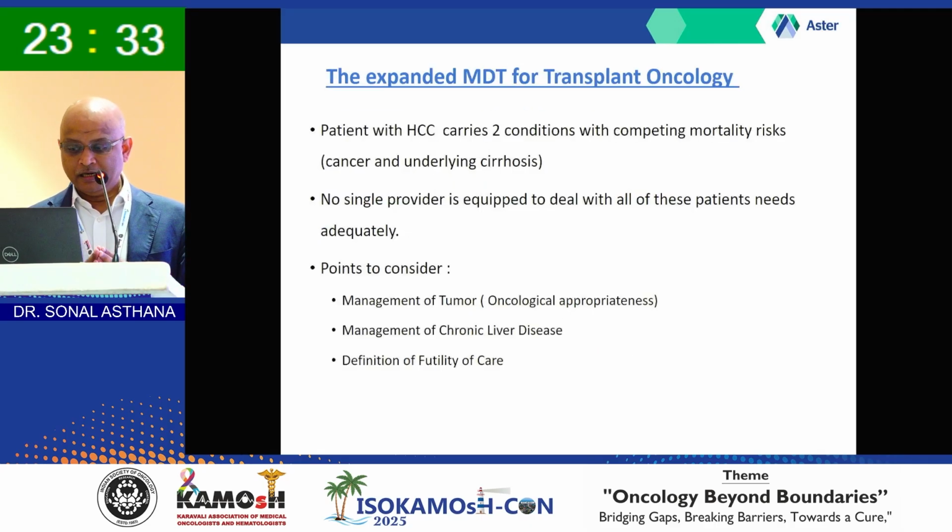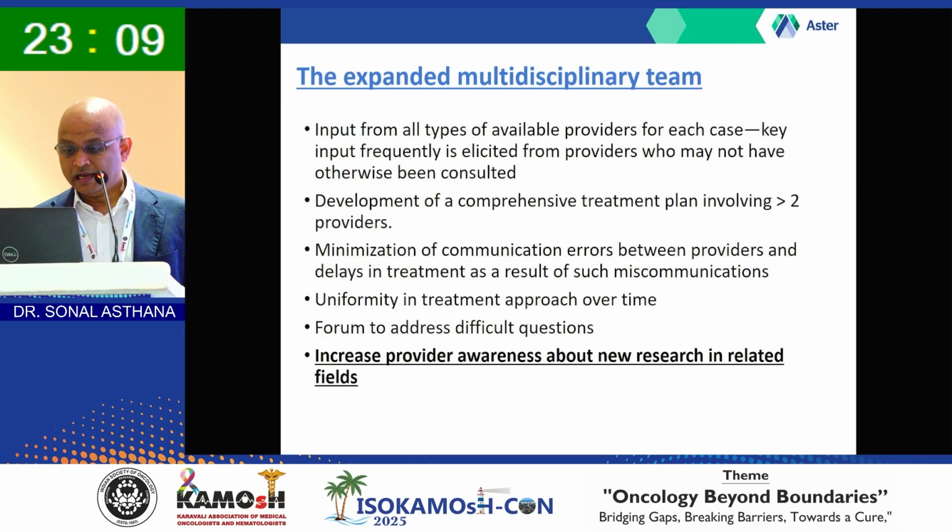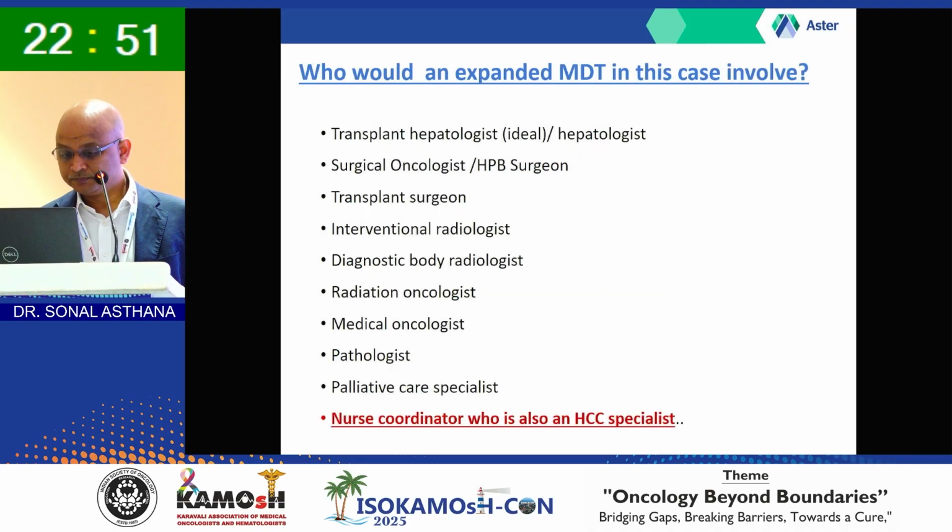So what does an expanded MDT for a transplant oncology patient look like? Of course, you're looking at two competing problems, each with a mortality risk. So no single provider can have the answer for all these questions. We have to think about the management of the tumor, the management of chronic liver disease, but also define futility, define a time when perhaps all our intervention may not lead to a good outcome. An expanded MDT is important because we can consider all these aspects, and more importantly, we can learn from each other when it comes to new research and related fields, because it's very hard to keep up with research that is happening in diverse fields which are different in oncology and liver disease.